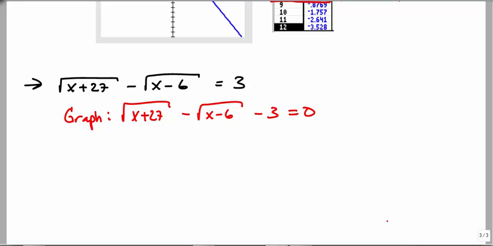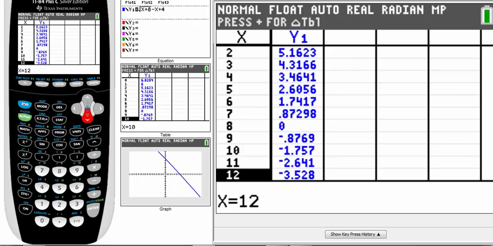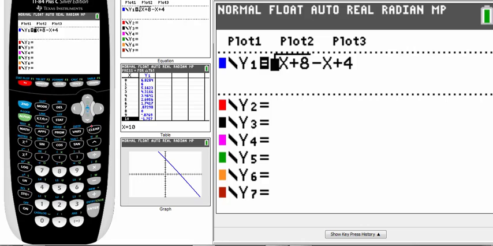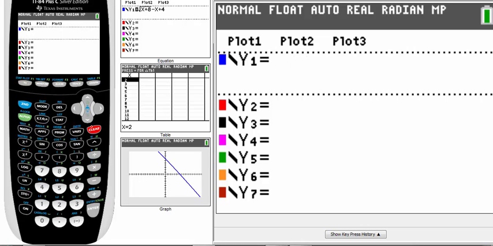Now there's no guarantee that my viewing window is going to be correct. So always keep that in mind. Sometimes when you look at these you think, well, it's not showing up in my graph so there's no solution. Well, it might be just outside of your graph and you're just not seeing it.